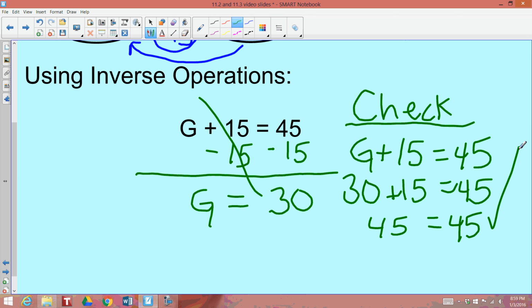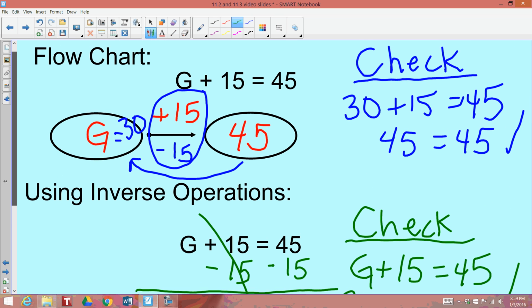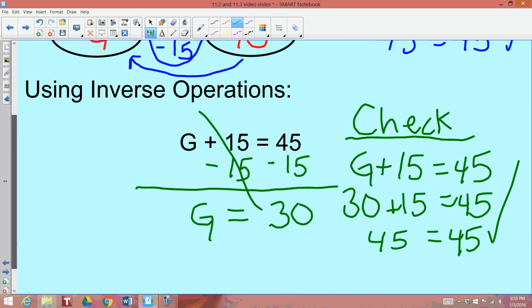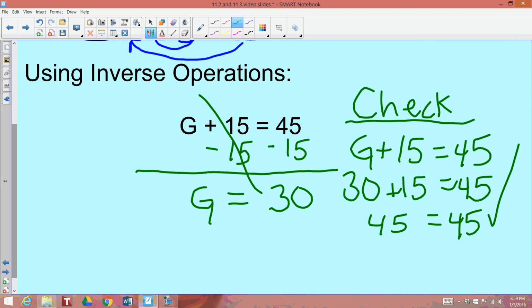The first method, using a flowchart, you can use for very basic equations. But as you move up into 7th grade and 8th grade and you're using more complex equations and trying to figure out what the variable is, you're going to want to use this inverse operations balancing method, doing something to one side and then repeating it on the other so that you can isolate that variable.